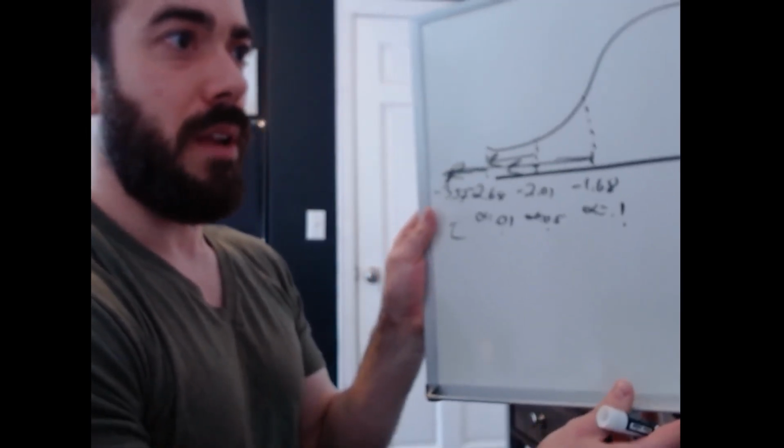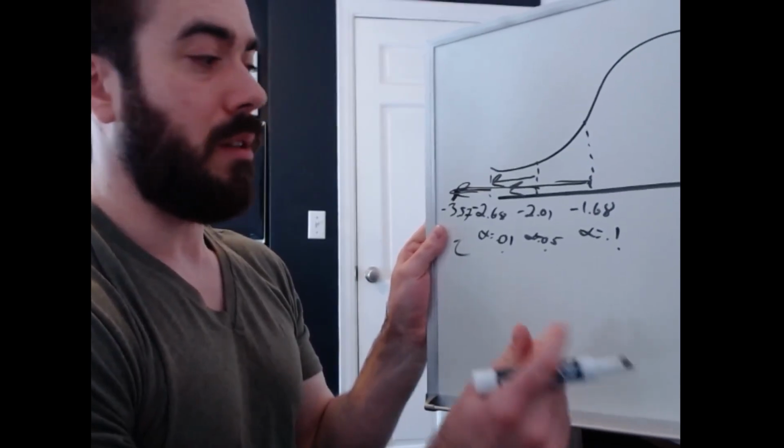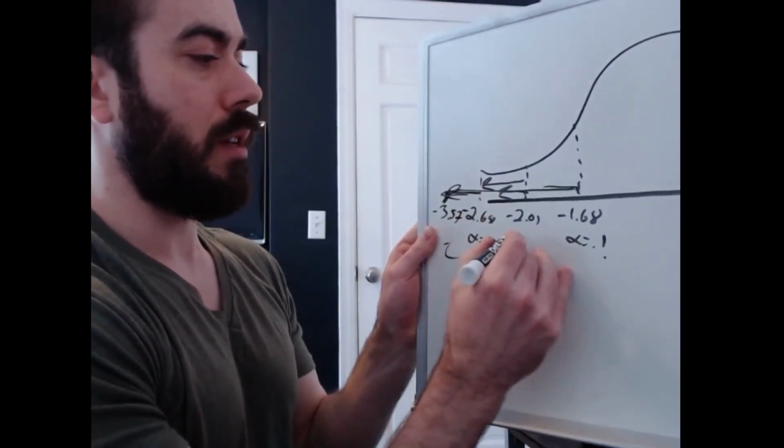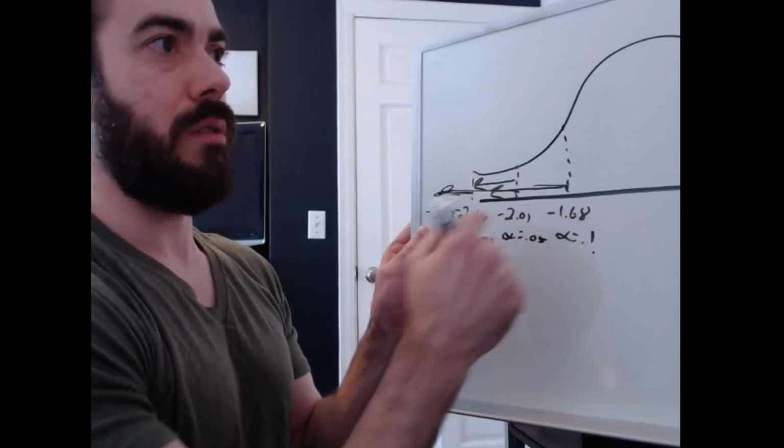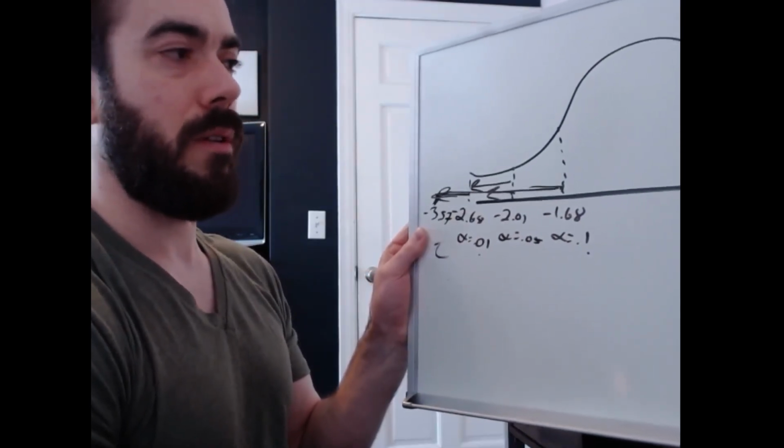That test statistic of negative 3.57, it's pretty clear, right? And I'll write this again. Clearly that's in the rejection region for each one of these different values, right?